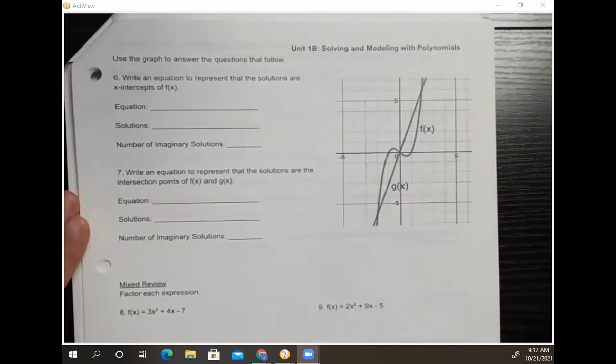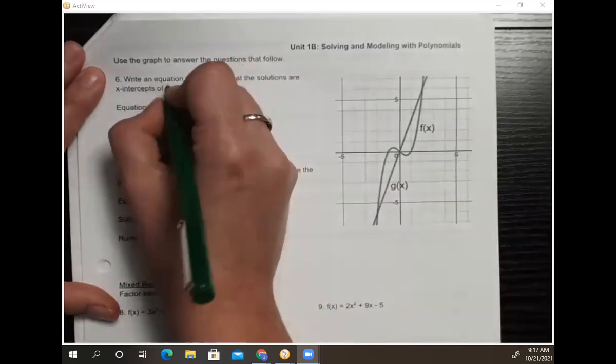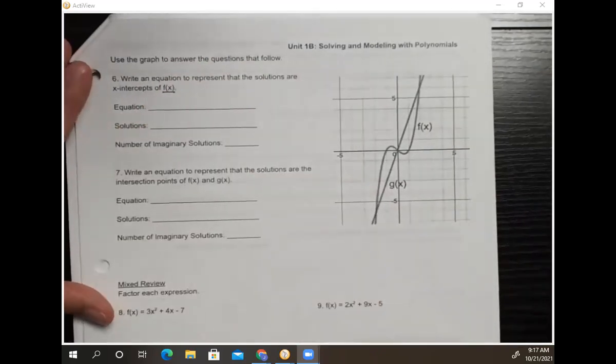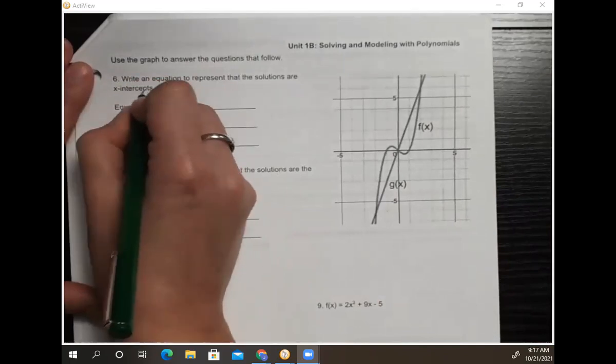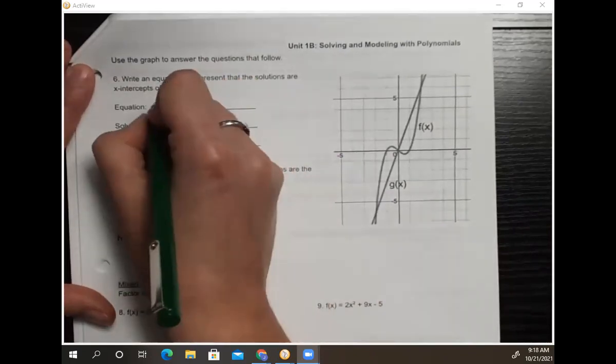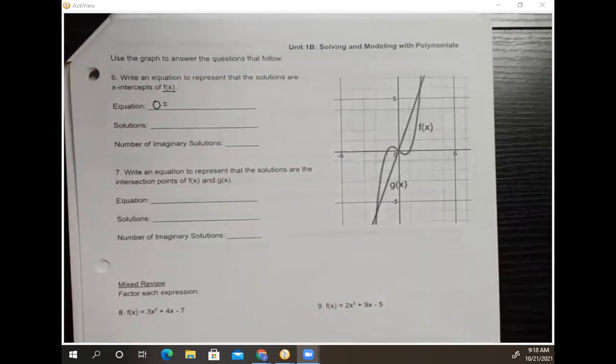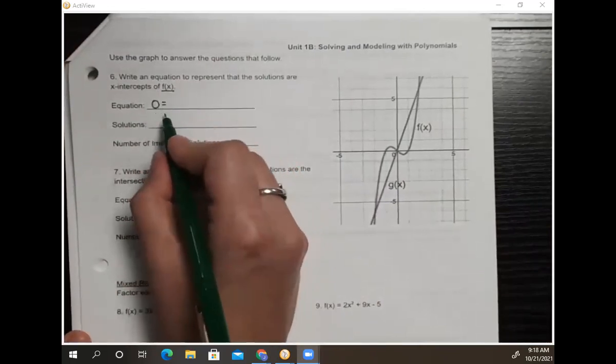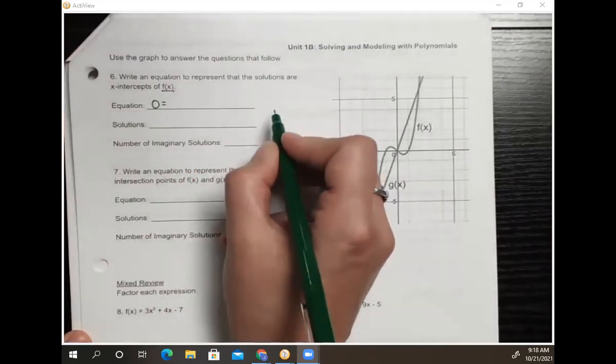Number 6 says write an equation to represent that the solutions are x-intercepts of f of x. So I'm focusing on f of x first, and I want the solution to be the x-intercepts. If I want my solutions to be x-intercepts, that means that this thing has to be equal to 0. It does not matter if you put equal 0 to start your equation like I did here, or you write the f of x part and then put equal 0 at the end.